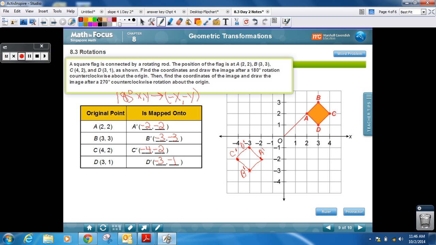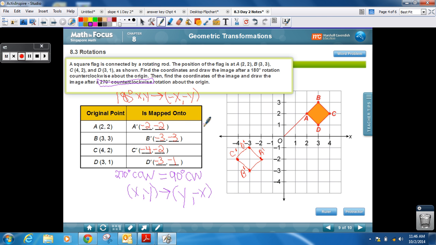The next part then says to rotate it 270 degrees counterclockwise. So 270 degrees counterclockwise, we don't have a shortcut for that. But if I'm going 270 degrees counterclockwise, that's the same as 90 degrees clockwise. So we use our rule for 90 degrees clockwise, which is x, y maps onto y, negative x.